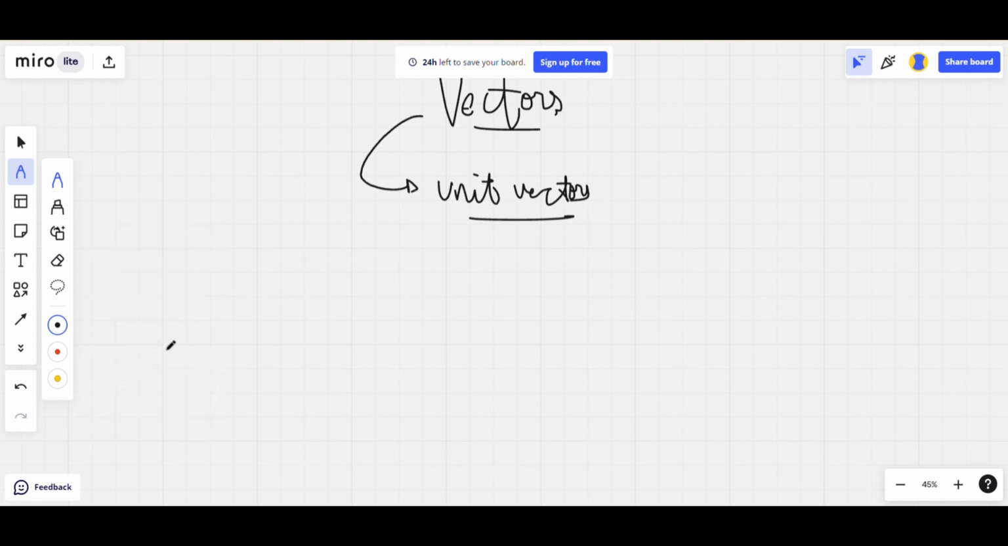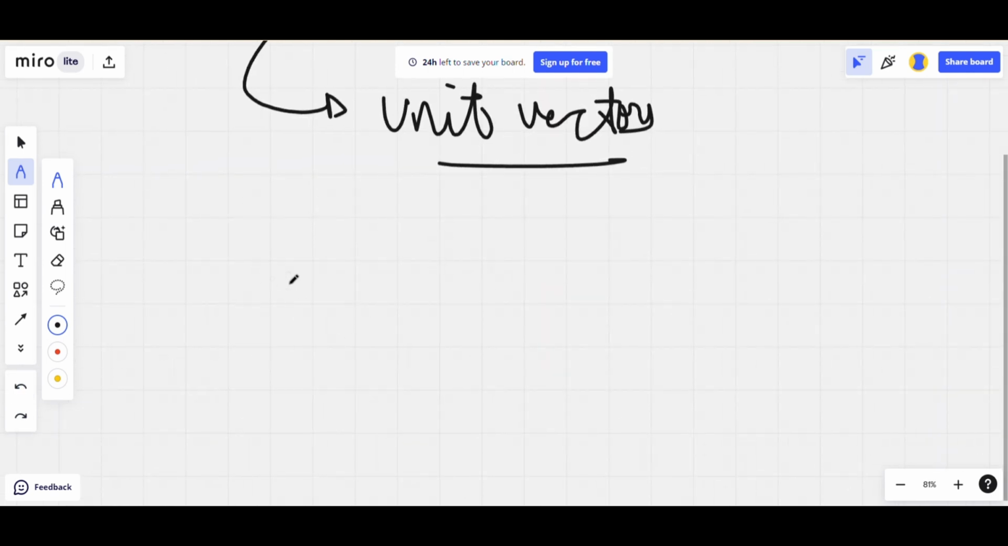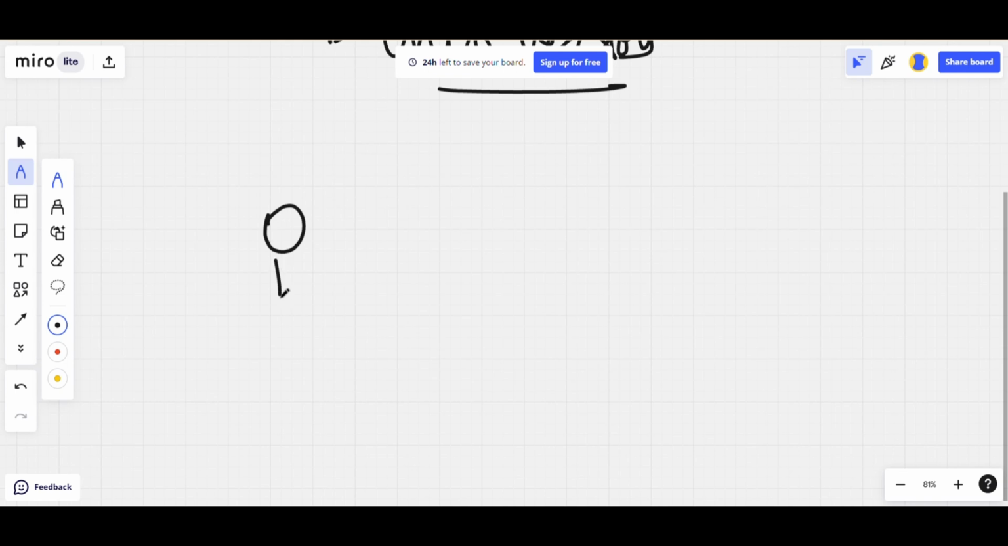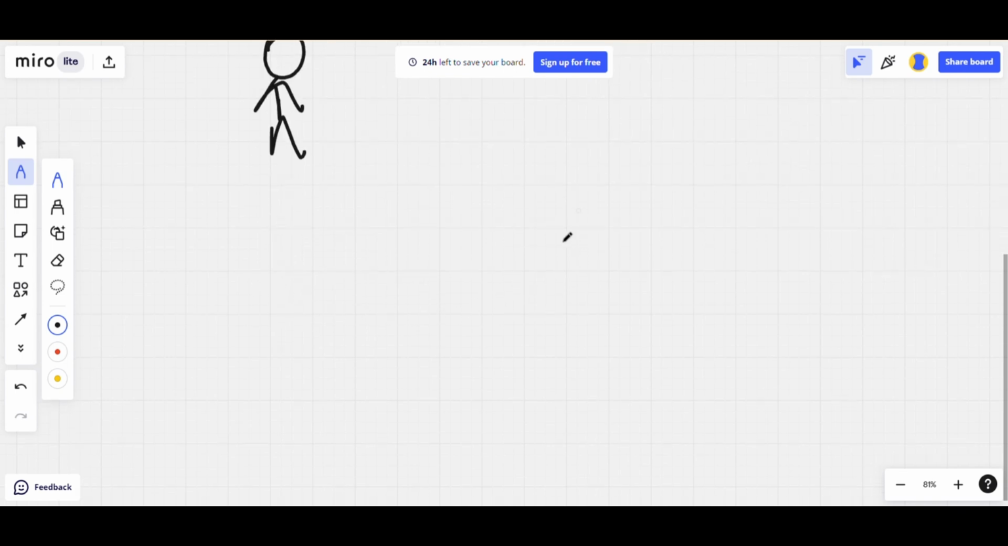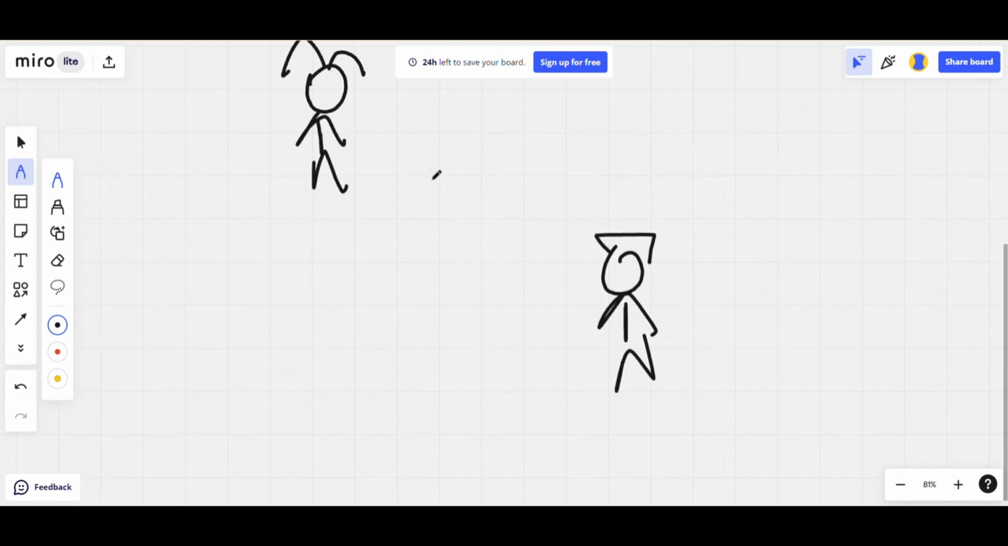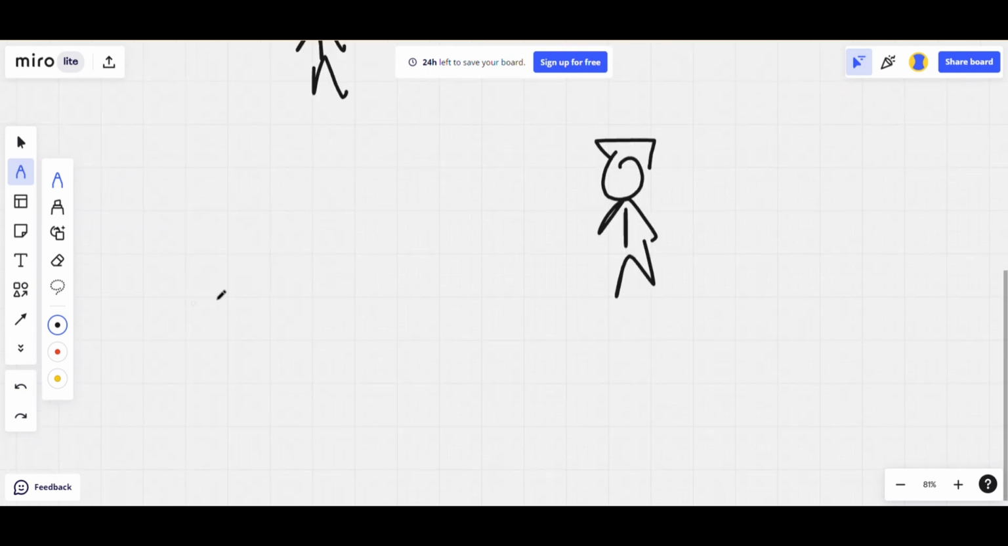I'm going to make you visualize this concept of unit vectors in a much more detailed sense. I cap, j cap, and k cap. We can imagine, let's say you are a person, you're standing here, and your friend is also standing here. Let's say he has this hairstyle, you have this hairstyle. Now there's a box.